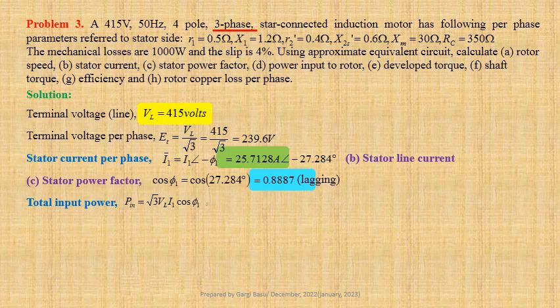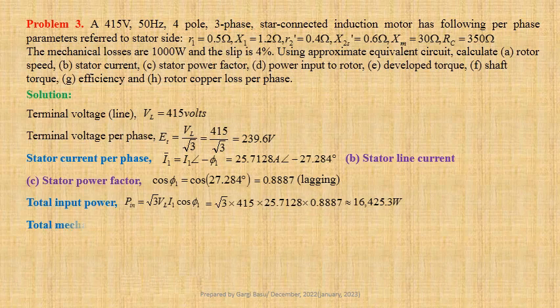For three-phase induction motor, total input power Pin equals √3 times VL into I1 cos phi 1. Using values we get √3 into 415 into 25.7128 into 0.8887, which is approximately equal to 16,425.3 watt.